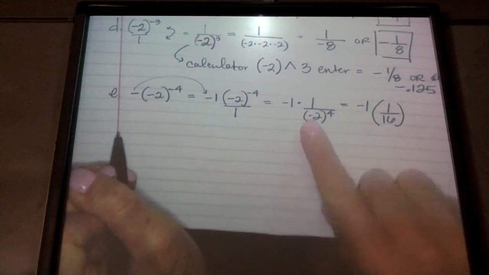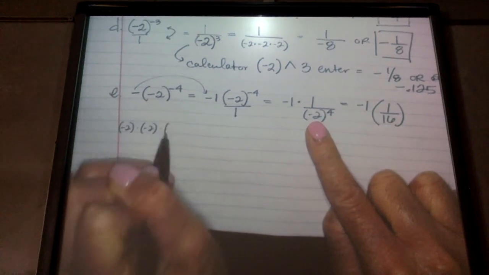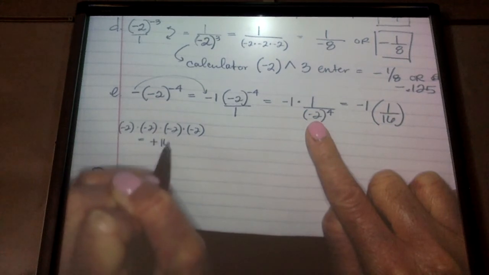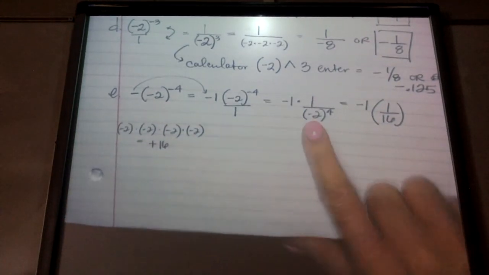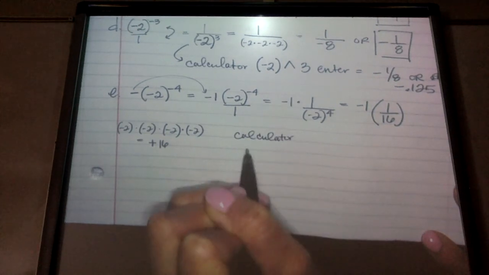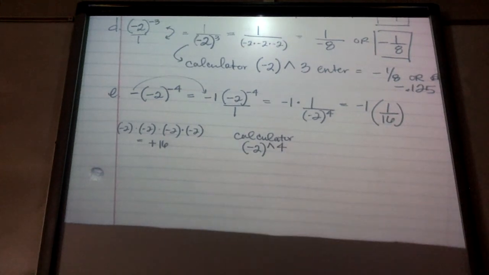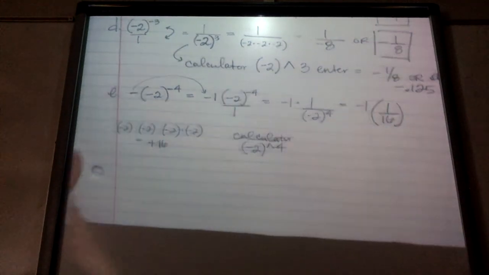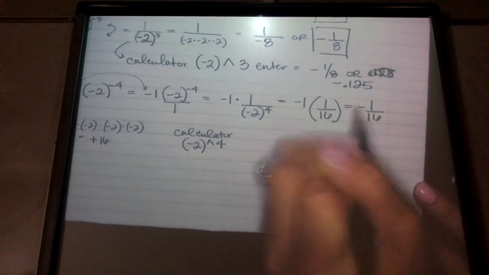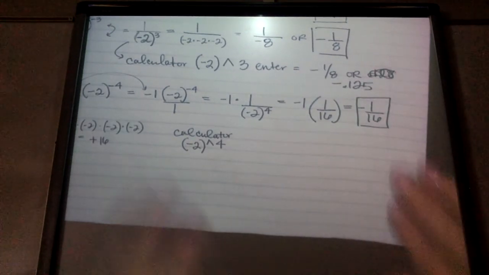So side note, -2 to the 4th is -2 times -2 times -2 times -2, and that equals a positive 16. If you use your calculator, it's -2 to the 4th, but you got to put parentheses around the -2. Don't put them there for funsies. So your final answer is -1/16. Or if you put the decimal form, that is fine as well.